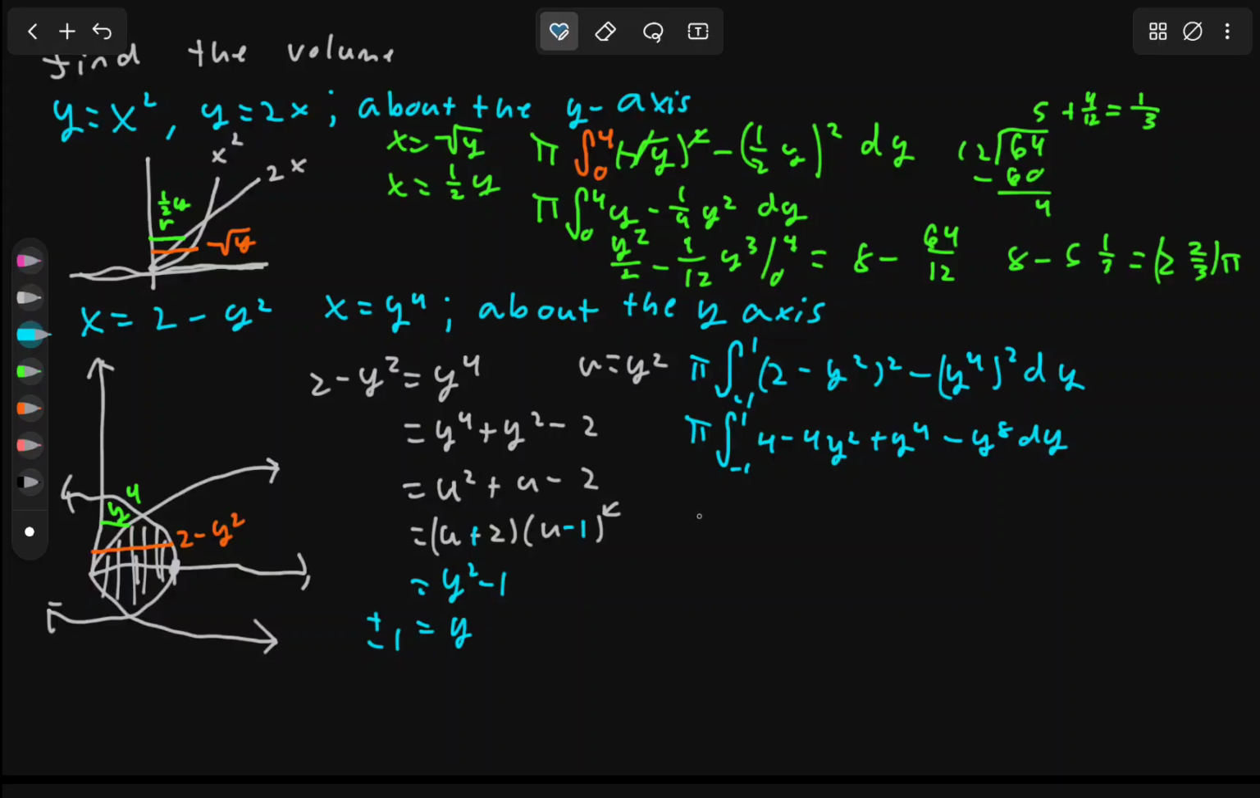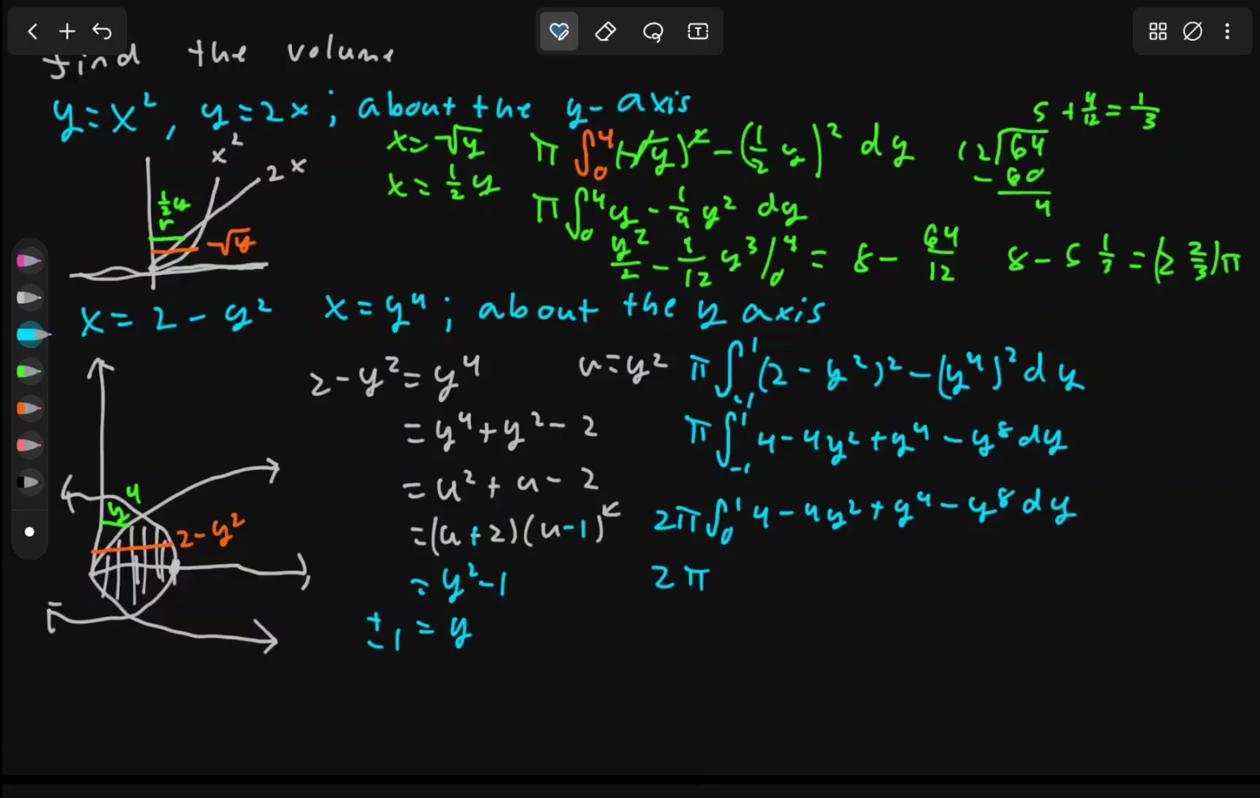Alright, now we get pi, and I'm actually going to say something here. Yes, this is an even function, because if I plug in a -y, it should theoretically be the same. So I am going to just do a quick little trick and call this 2 pi times the integral from 0 to 1 of 4 minus 4y squared plus y to the 4th minus y to the 8th dy.